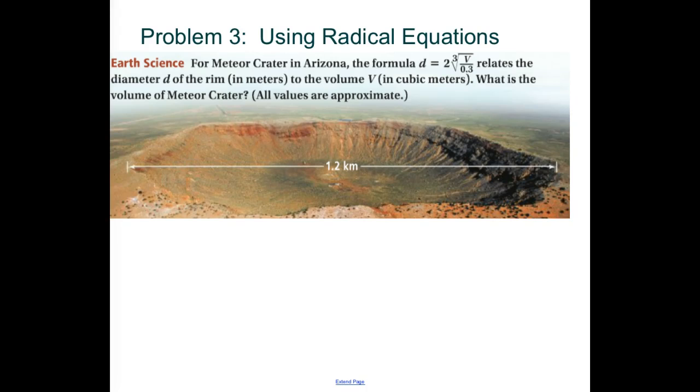All right, last question. It says, for meteor crater in Arizona, the formula D equals 2 times the cube root of the volume divided by 3/10 relates the diameter D of the rim in meters to the volume in cubic meters. What is the volume of this crater? Now, what does it show us in the picture? It's giving me the diameter. What is the diameter?